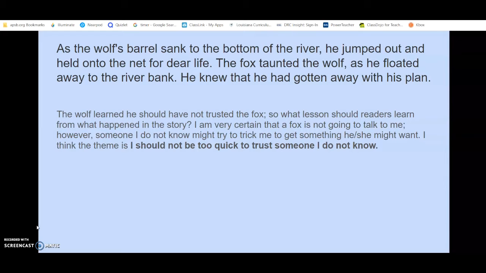So what lesson should readers learn from what happened in the story? I'm very certain that a fox is not going to talk to me. However, someone I do not know might try to trick me to get something he or she might want. I think the theme is I should not be too quick to trust someone I do not know. So I might want to put a note on the side that I think that's what the theme of this story is.